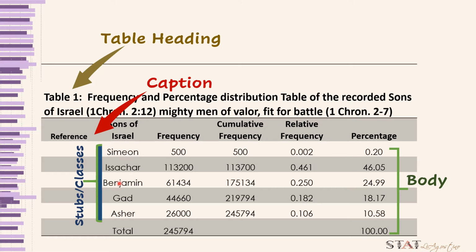And then here in this horizontal row are our captions. We have the Sons of Israel, we have the frequency, we have the cumulative frequency, relative frequency, and the percentage. They are the captions. And then here in this column, it is called once again classes. And then the area or the information in each cell is called the body.